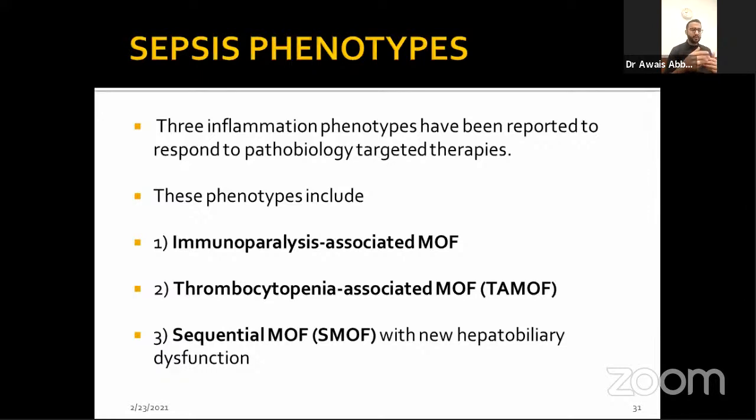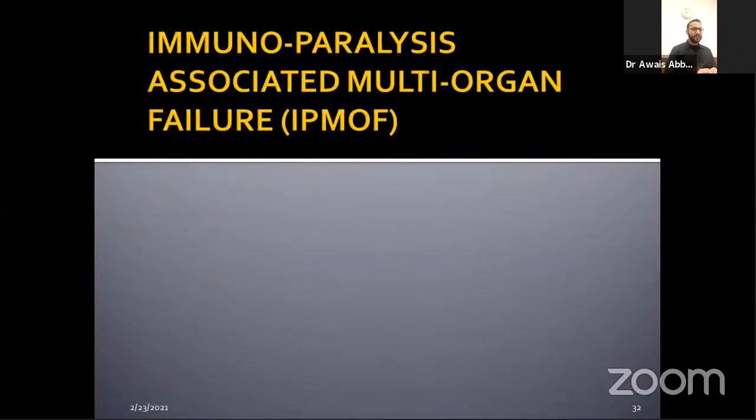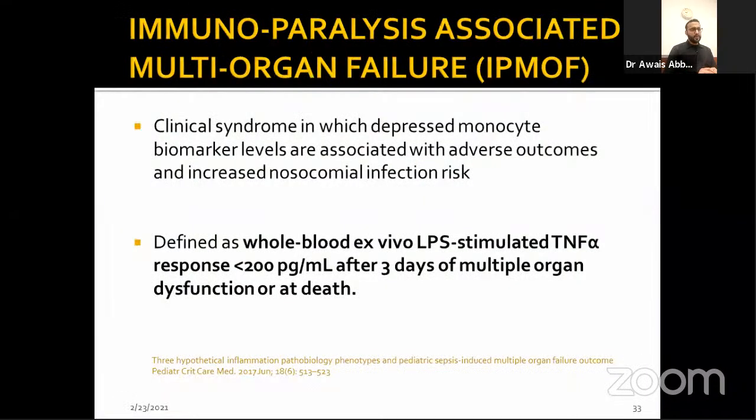All of these three phenotypes have multi-organ failure with them. We're going to be individually discussing each of these. I'll start with IPMOF, the immunoparalysis associated multi-organ failure. So what is IPMOF? It is a clinical syndrome in which depressed monocyte biomarker levels are associated with adverse outcomes and increased nosocomial infection rate. This is the theoretical definition of this syndrome.